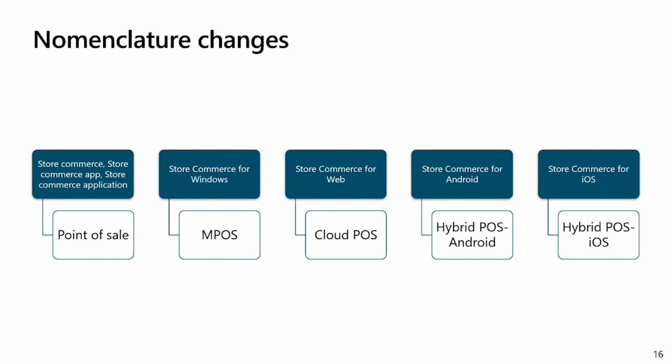With the change of store commerce, like I said, it's not just a name change, it's a technology change. But to make the conversation much easier to understand, we are unifying many of the different names. So whether we had a modern point of sale or a cloud point of sale that we affectionately called MPOS and CPOS, everything now is really going to be under the same store commerce. And really we're just going to modify it with how it is used. So store commerce for Windows, for example, is going to replace modern point of sale. Store commerce for web is going to replace cloud point of sale. And store commerce for Android and store commerce for iOS are going to replace our hybrid POS builds.